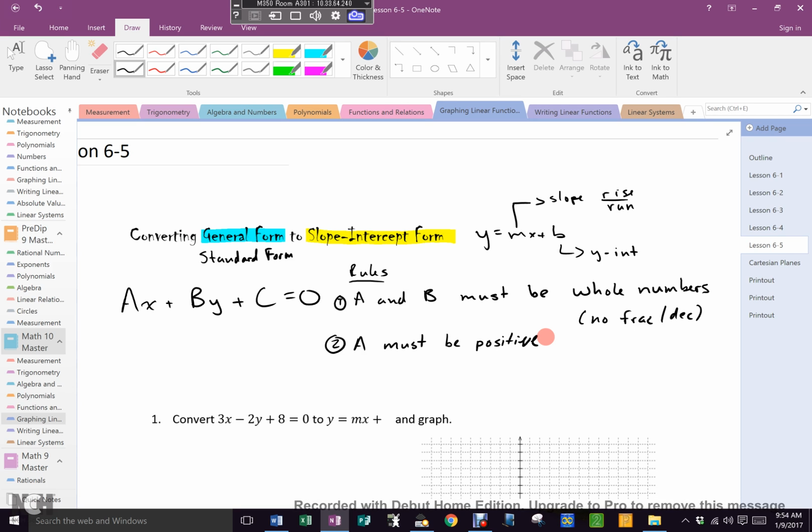Everybody good? Now, I said it's got an ugly cousin. The ugly cousin is standard form. Standard form is this: Ax plus By equals C. No 0. And all the same rules apply. Everybody cool? Now listen to me.